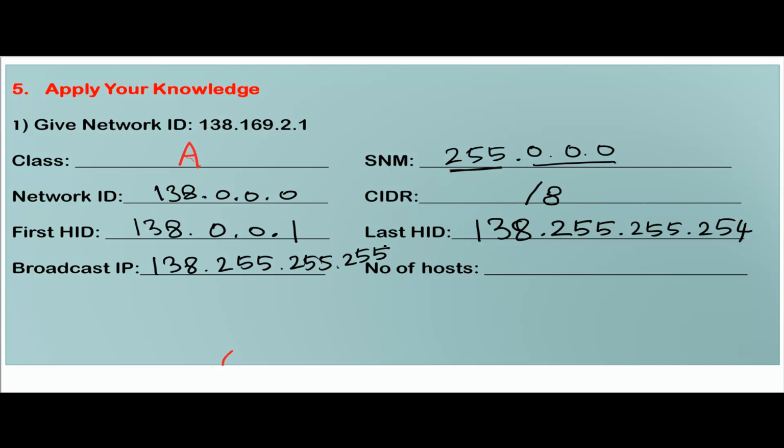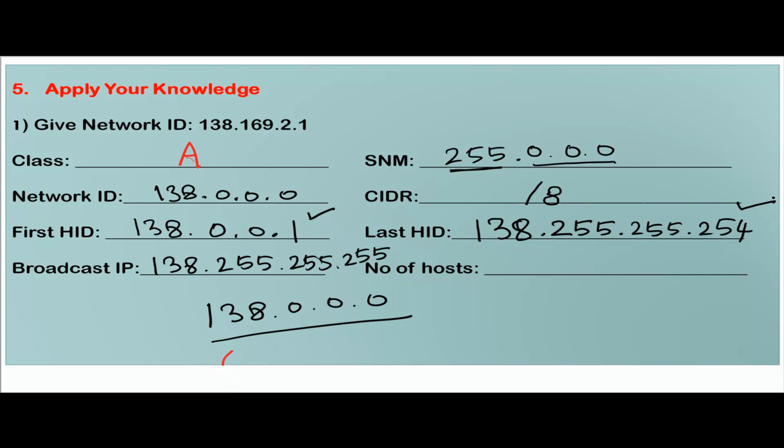Then the number of hosts. How many different hosts are available? How many computers can you connect in this network? Actually, the network given to us is 138.0.0.0. We know what the first host is, and we know what the last host is. In between, how many hosts, or how many computers, can you connect? The correct technical term is host.